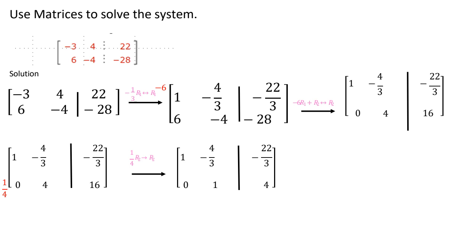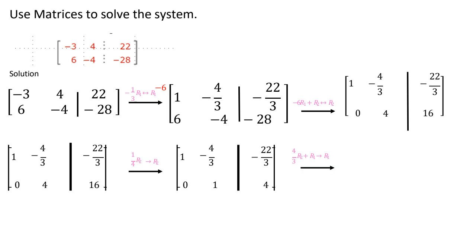I want to make this value here a 0. So to do that, I am going to multiply row 2 by a positive 4/3 added to row 1. That's going to give me my new row 1. Again, I like to write row 2 first. That one's not getting altered. I already have a solution for it, so I'll put it there: 0, 1 equals 4. My pipes are back.